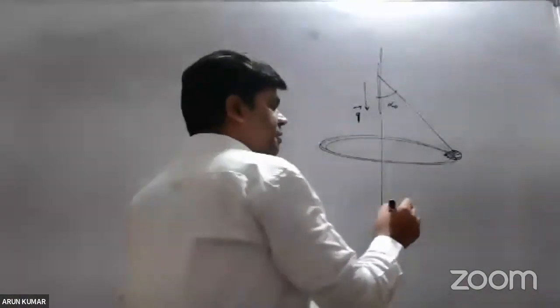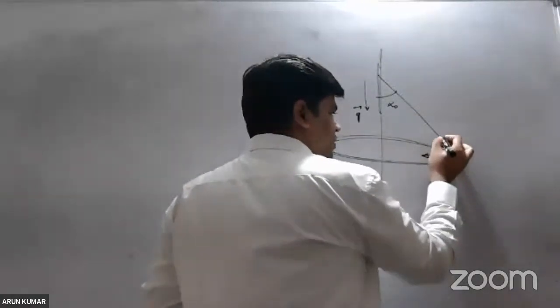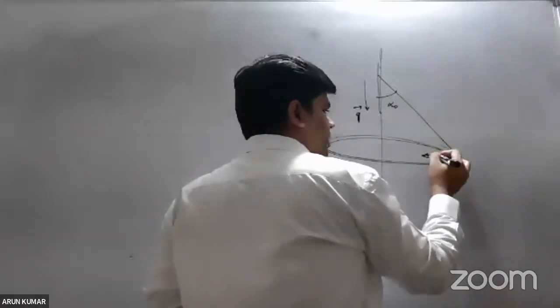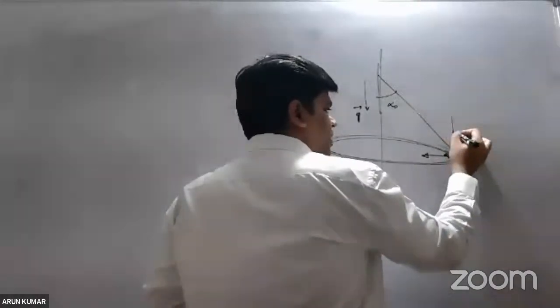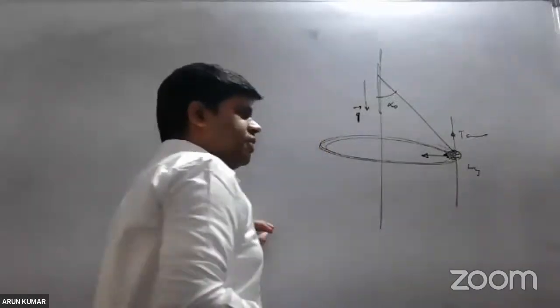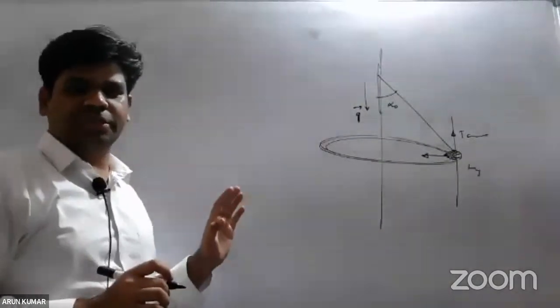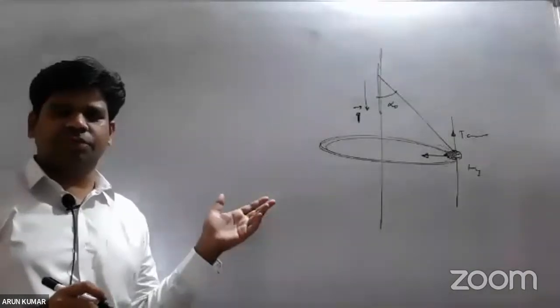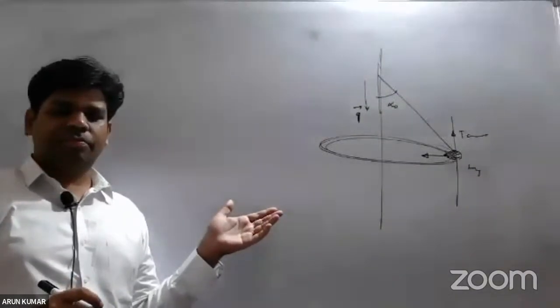So here, the centripetal force responsible for the turn is T sine alpha. Vertical equilibrium: T cos alpha is equal to mg. From there, I got tan alpha. All right. So that's all fine. We have done all these things. We have derived tan alpha is equal to omega square r by g.